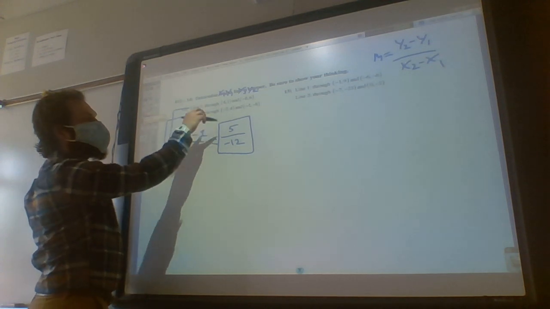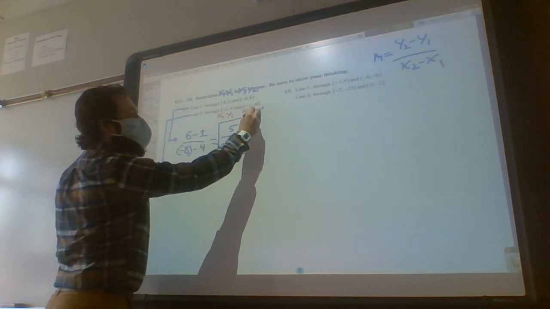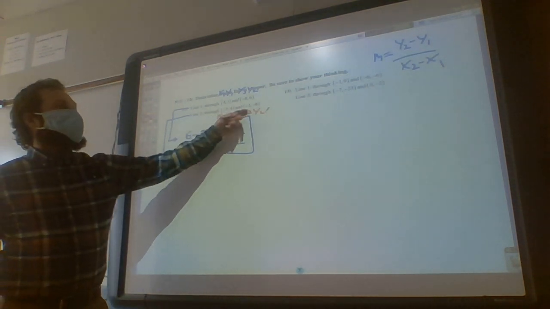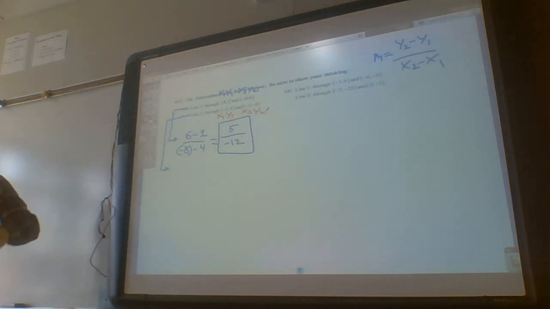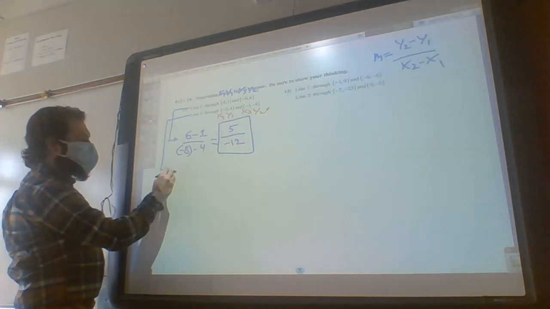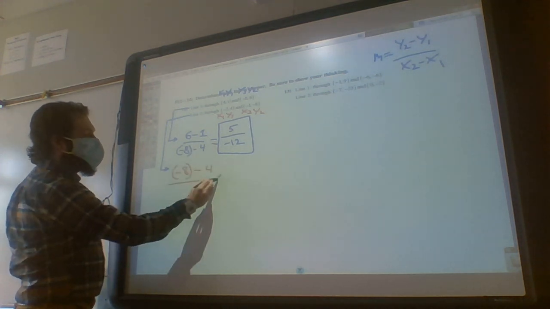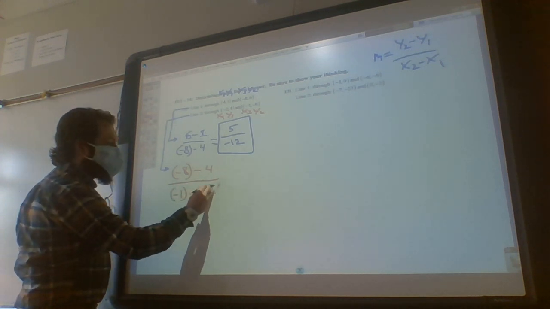So line 2 is here. I have my x1, y1, x2, y2. I'm going to take my coordinates and plug them into the formula, remembering the y's go on top, the x's are on bottom. I have my y2, which is negative 8, minus my y1, divided by my x2, minus my x1.